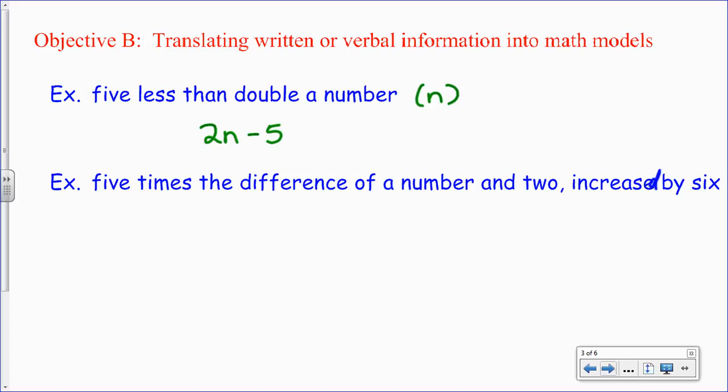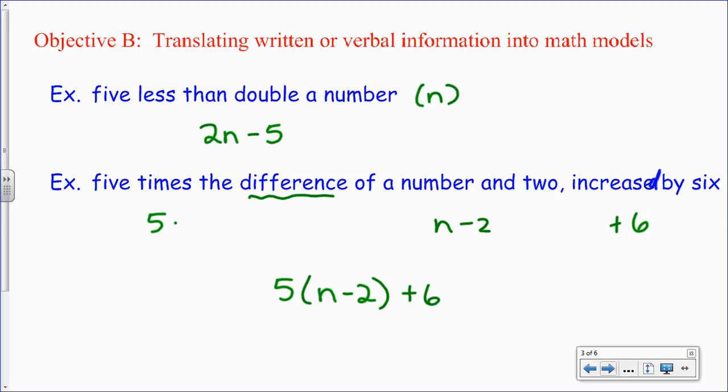So I have my difference of a number and 2, so here's my n minus 2. And then I do times 5, and increased by 6, I do plus 6. So I have to make sure that I do this first, but order of operations tells me that multiplying comes before subtraction. So how do I make sure that this is done first? Use parentheses. So I have to do this: 5 times (n minus 2) in parentheses, plus 6.